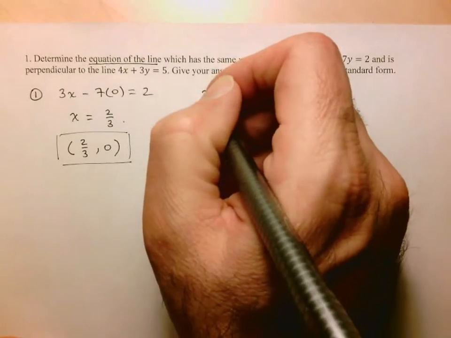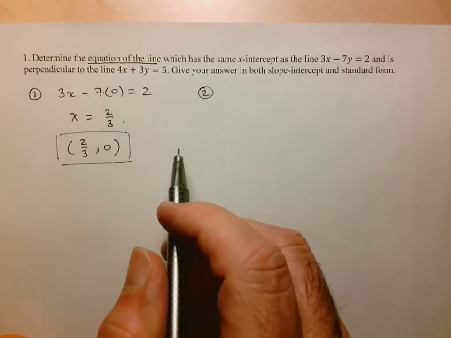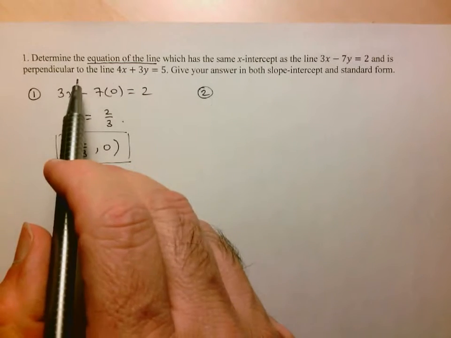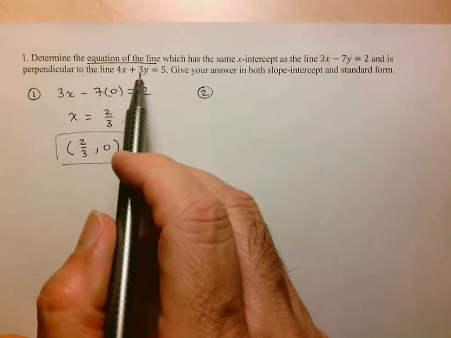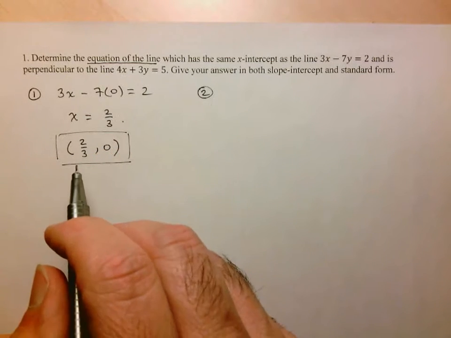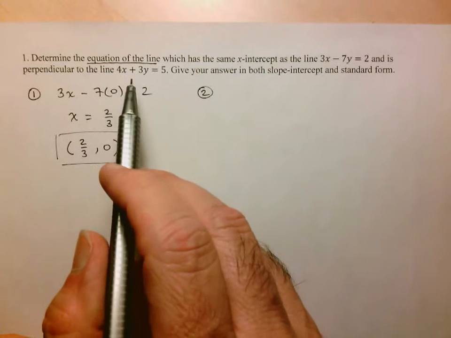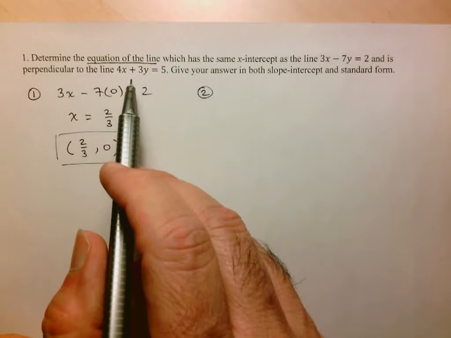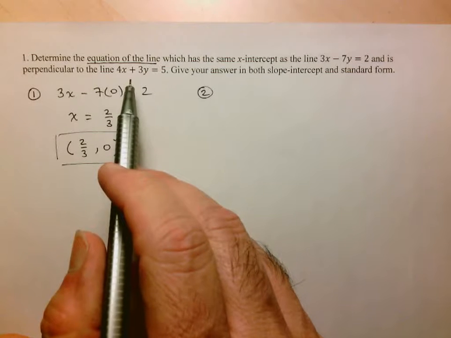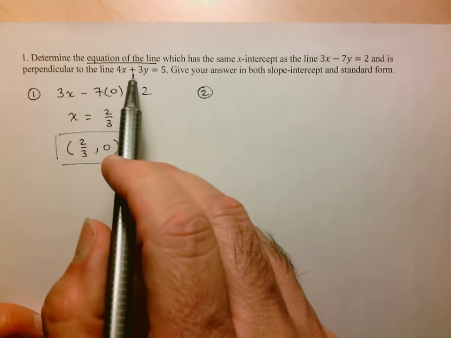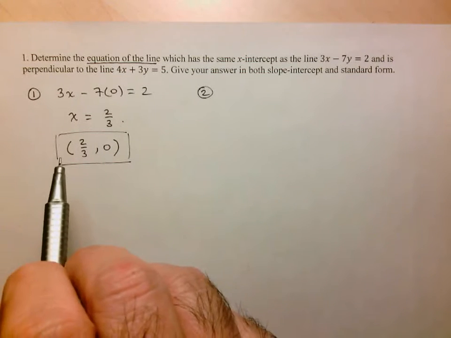Step 2 is going to be using the second piece of information. It says that it's perpendicular to the line 4x plus 3y equals 5. Perpendicular lines have something in common with respect to the slope: the slopes are negative reciprocals of each other. So let me find the slope of the given line, and then I can use the negative reciprocal to find the slope of the line that I'm seeking.